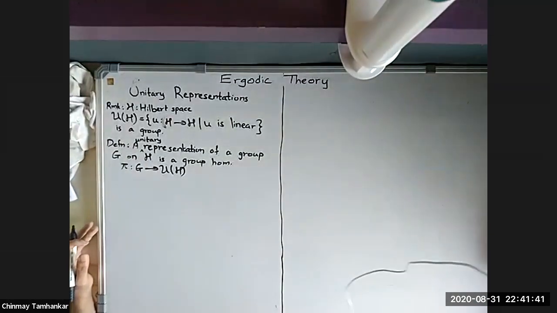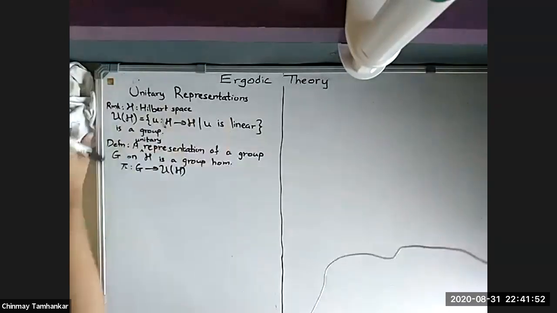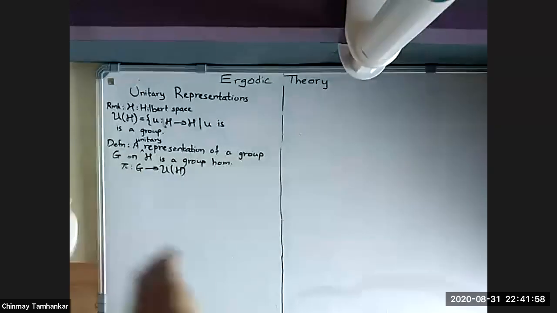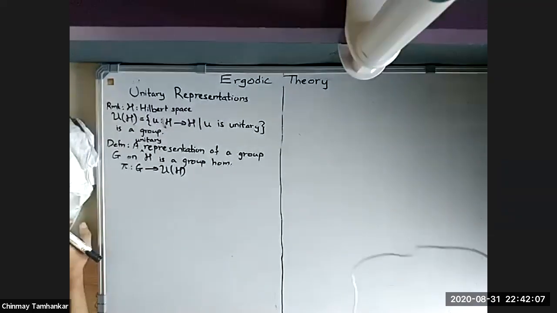Then let me. So is there any reason for it being called unitary? Oh, sorry. Yeah. Yeah. So this thing I didn't define properly. So this U of H is the group of all unitaries. Sorry. Oh, okay, okay. Sorry. Yeah. Wait.